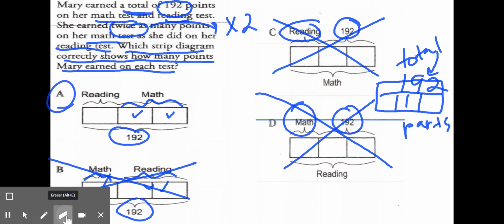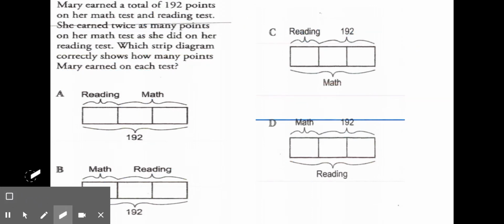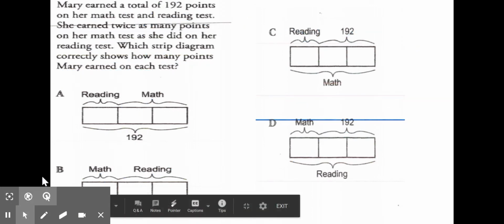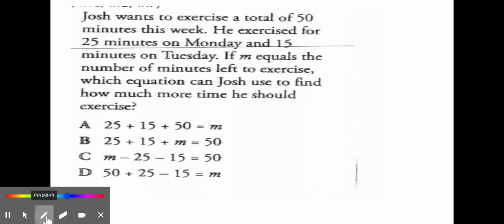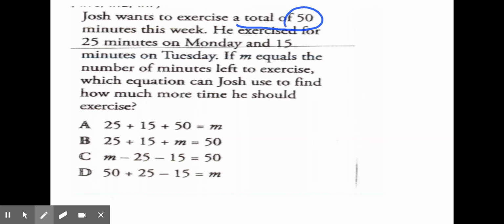So let's try another one. This one says that Josh wants to exercise a total of 50 minutes. Okay, here we got that total again. We don't have strip diagrams, we have equations with an unknown letter, with a letter for an unknown amount with equal signs. So right here, let's take care of this right away.